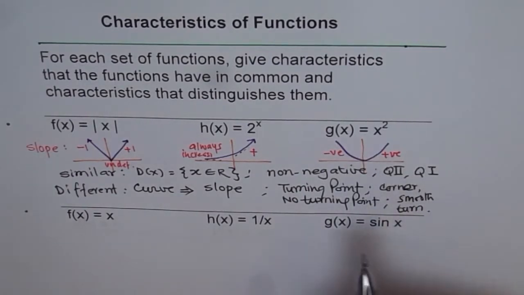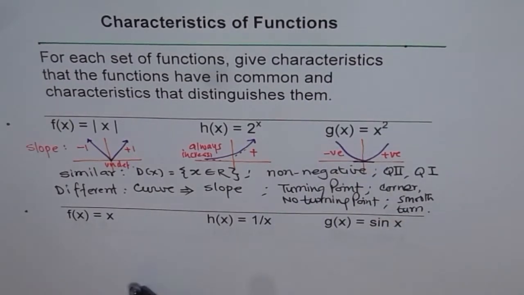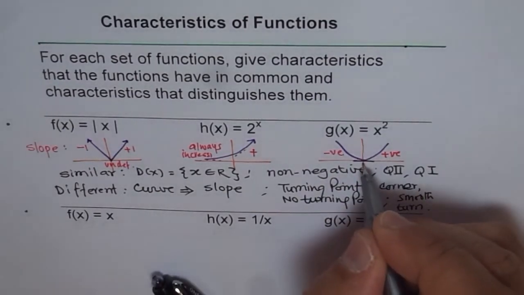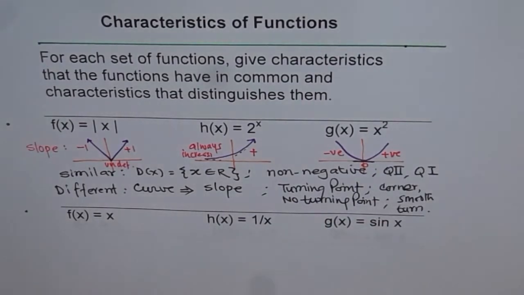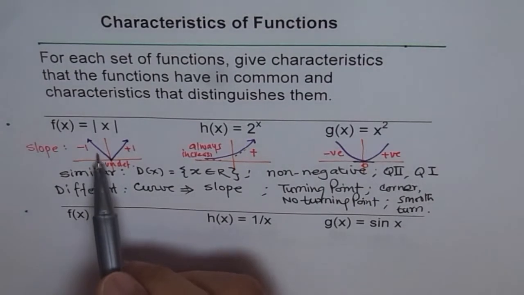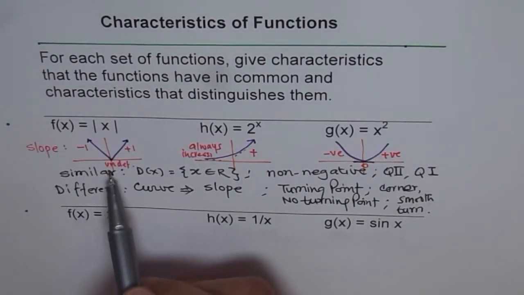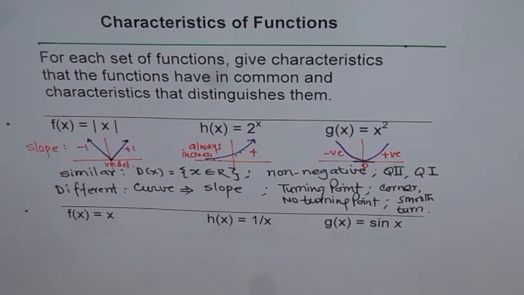If it is not a corner, then the slope is 0 here. Do you see that? So the slope changes from negative to 0 to positive. Do you see that? Because the turning is smooth. In this case, since the turning is with a corner, the slope is undefined. So that could be another difference between all three of them. Correct? So that is how you can write similarities and differences between three functions taken together.